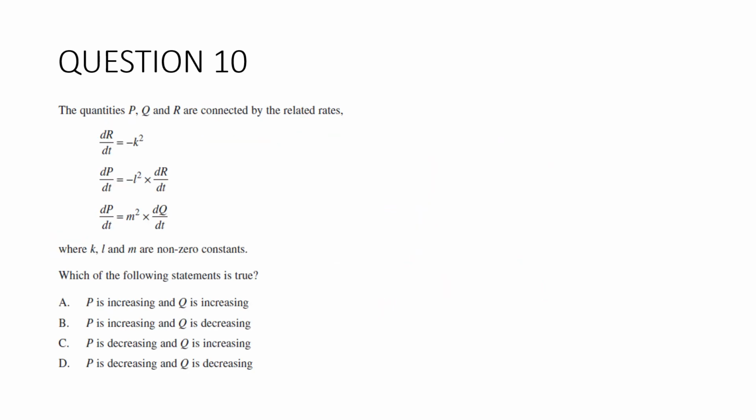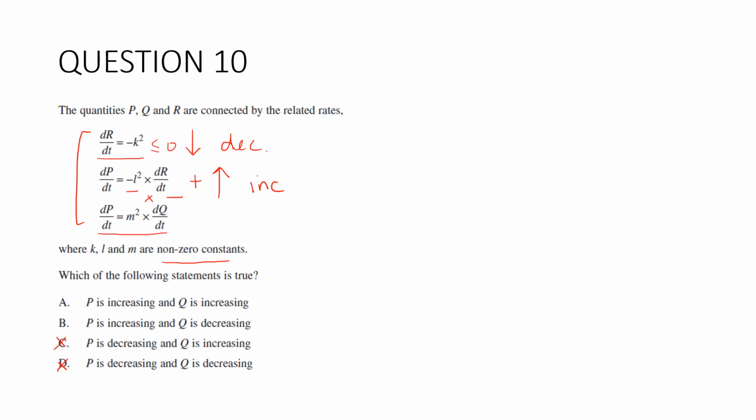Question 10. The quantities P, Q, and R are connected by the related rates. K, L, and M are non-zero constants. Which of the following statements is true? All right, firstly, dR/dt is less than or equal to 0, so R is decreasing. And then we've got dP/dt is equal to a negative times a negative, which is a positive, so P is increasing. So it's not C and it's not D.